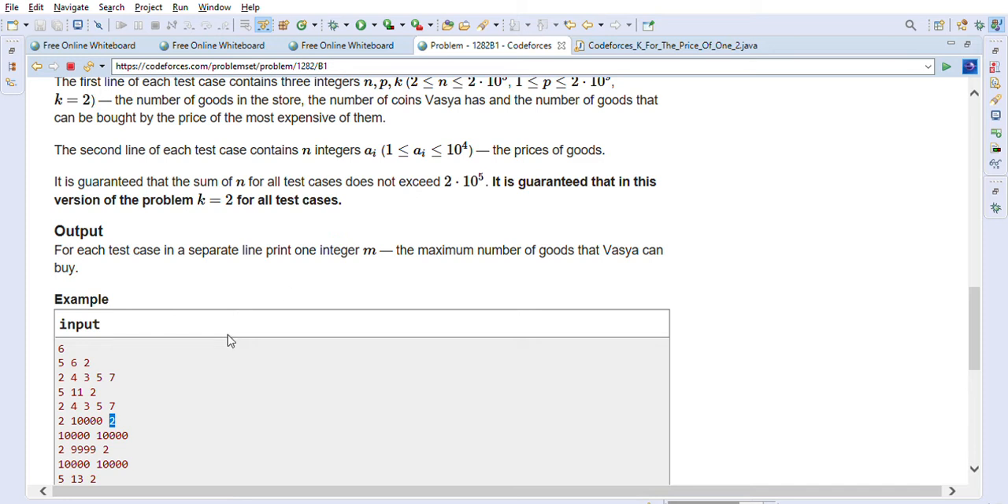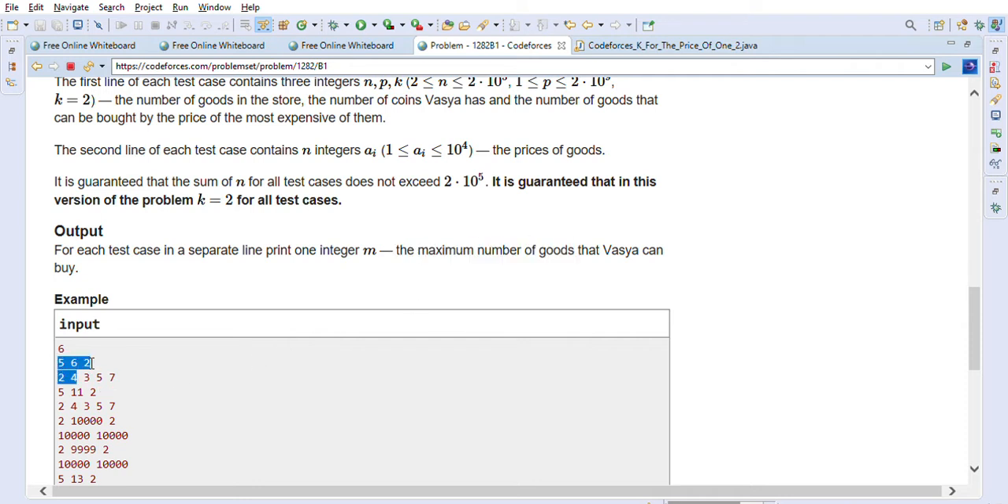Which means that he buys one and the other item of equal or lesser price he will get free, right? Buy one get one free, something like that basically, right? After n, p, k, the next line they have given us is the prices of goods, right? There are 5 goods or 5 items, and these are the prices of those items that are given to us. And the output is the maximum number of goods that Vasya can buy with these coins.